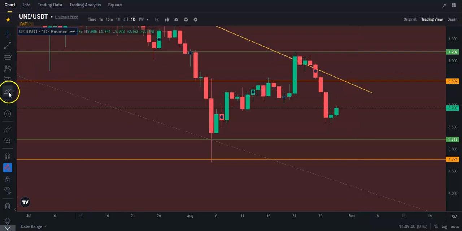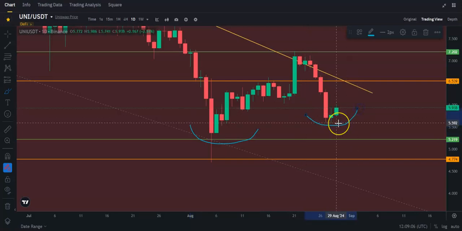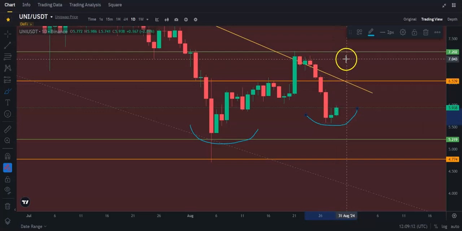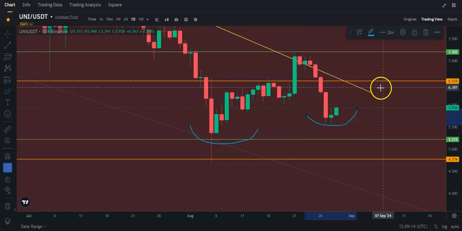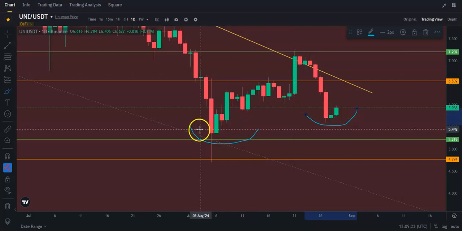But we are making higher lows. So this is good to see, guys. We made a low here. This is a slightly higher low. So that's good to see, and let's hope we can just break through this, and we don't get rejected by the $7.20 mark again. So we got rejected there on 21st of August. Not nice, but hey, we made a higher low, so that's good to see.